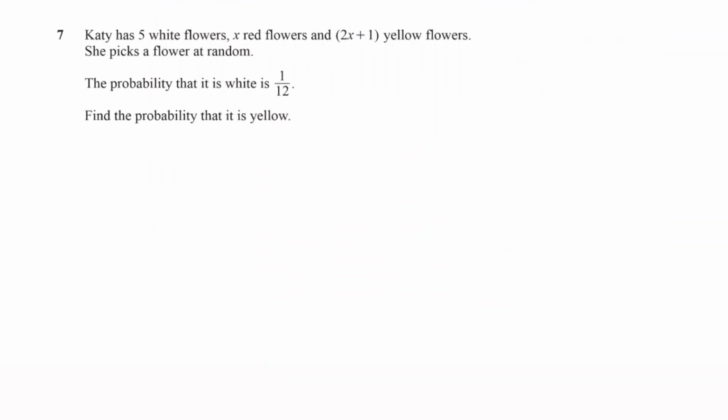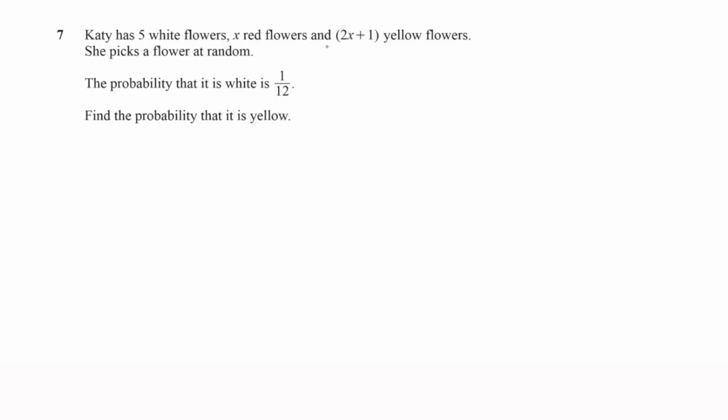Question number 7. Katie has 5 white flowers, x red flowers, and 2x plus 1 yellow flowers. She picks a flower at random. The probability that it is white is 1 by 12. The probability of white is already given, right? We have to find the probability of yellow. So what we can do, because the probability of white is given, that is 1 by 12. So we can do one thing.